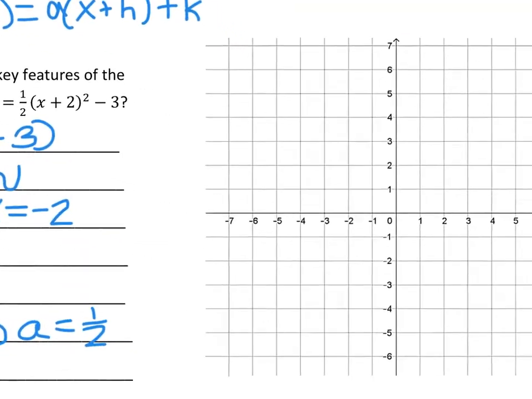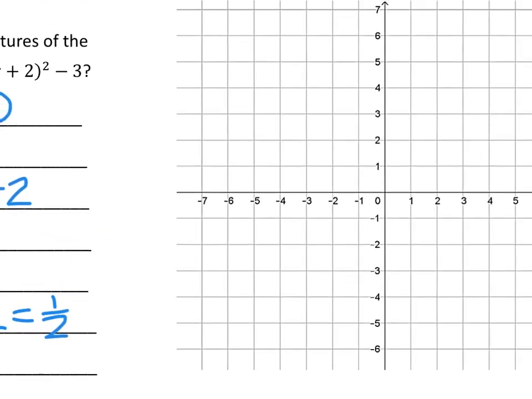Okay, so let's move over here and start graphing. We have a vertex at -2, -3, and a line of symmetry, which I'm going to draw here in black, that's going to be at x equals -2. And how do we deal with this stretch factor?